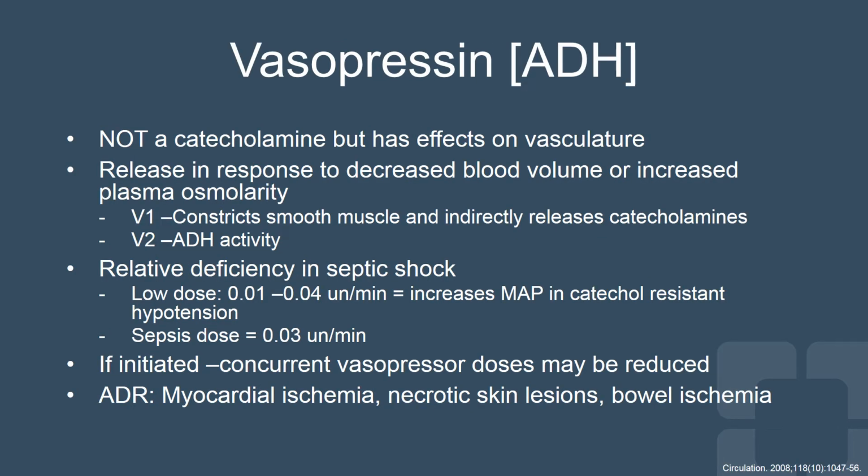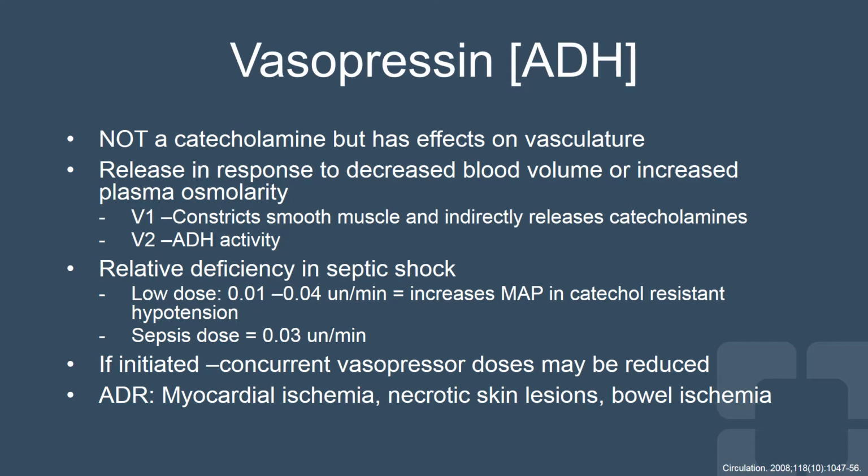The last vasopressor that we'll talk about is vasopressin, or antidiuretic hormone. It is not a catecholamine, but it does have its effects on the vasculature, which is why it's still a vasopressor. It is released in response to a decreased blood volume or an increased plasma osmolarity. Again, it is a natural endogenous hormone. So as you have that decreased blood volume, you'll see that V1 receptor being acted on and will constrict smooth muscle and indirectly release catechols in order to respond appropriately to that decreased blood volume.